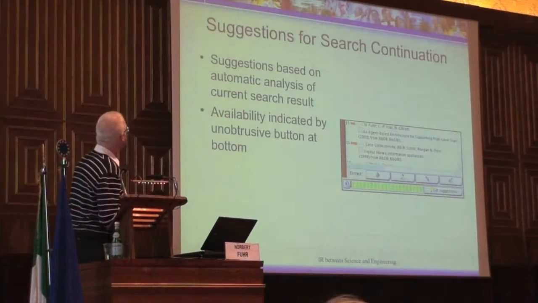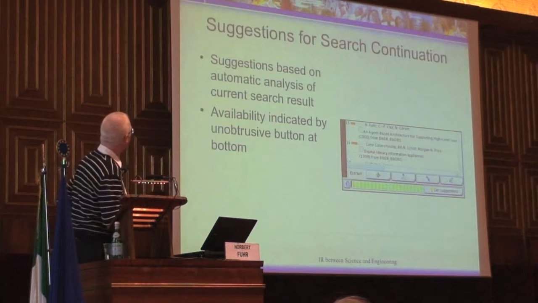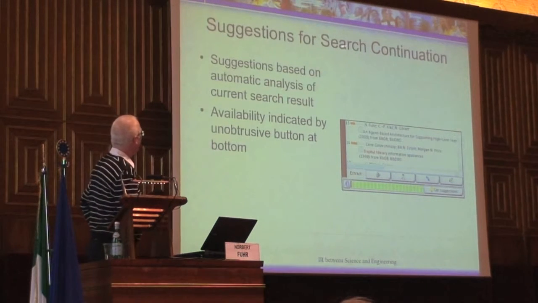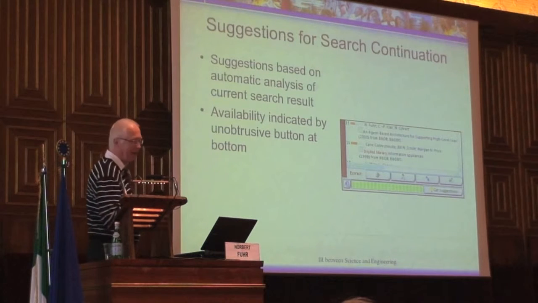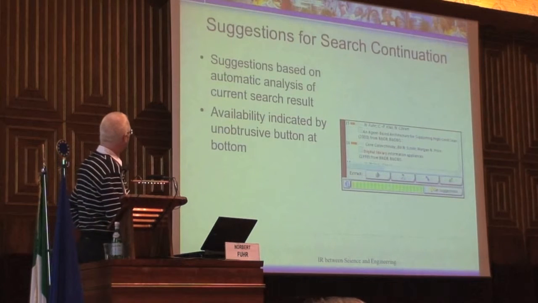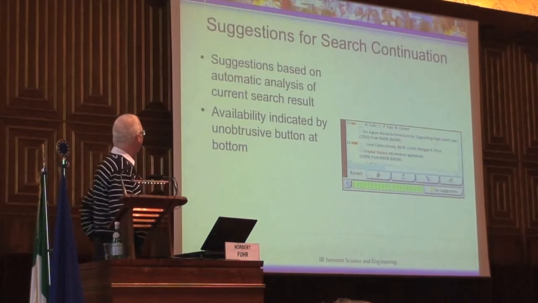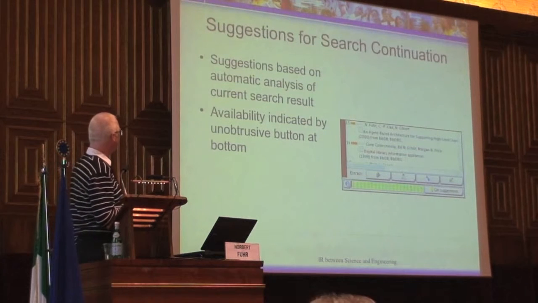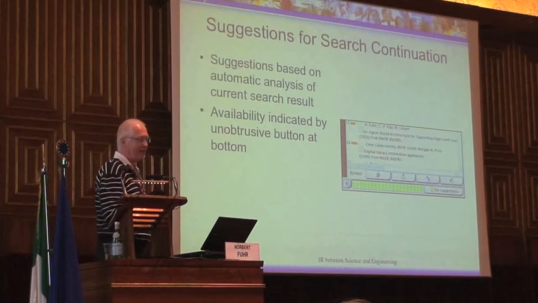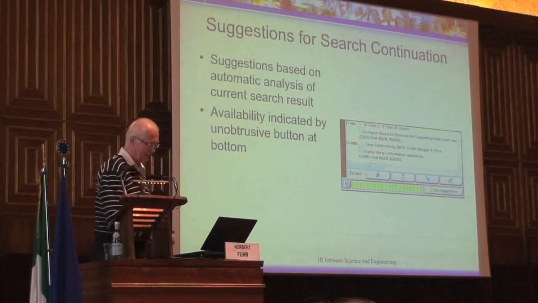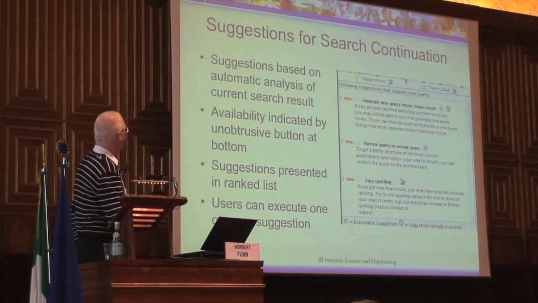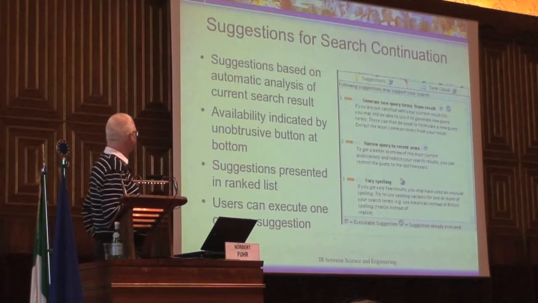But what we recently implemented is that the system also suggests to the user possible ways for continuing the current search. So for that, the system analyzed the current search result and the way of getting there. And then the system at the bottom of the result list indicates the availability of suggestions for continuing the current search. And they are presented in a ranked list when the user pushes on this button.